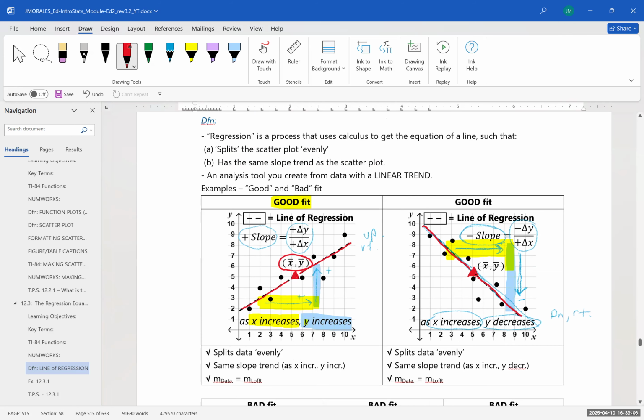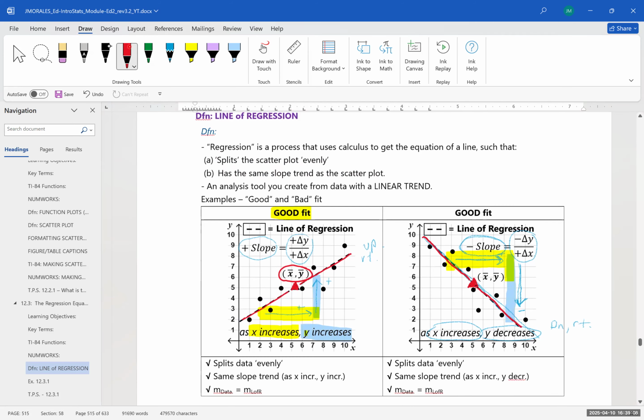And down below, I gave some bullet points of why these are considered good fits. The line of regression splits the data evenly. The line of regression has the same slope trend as the scatter plot points. So the slope of the data is equal to the slope of the line of regression. So you can kind of see that.